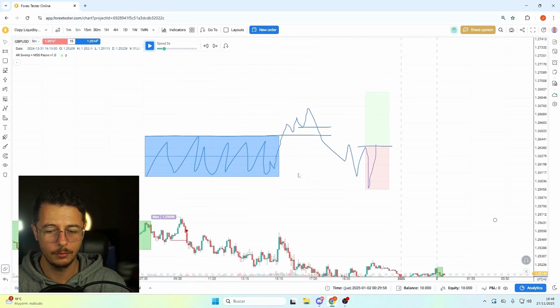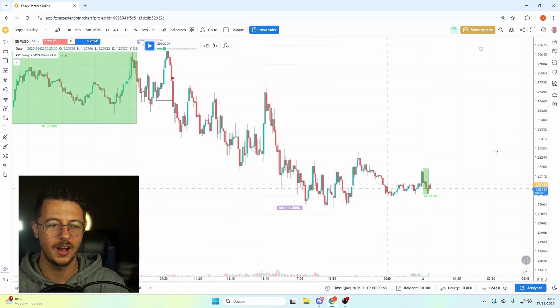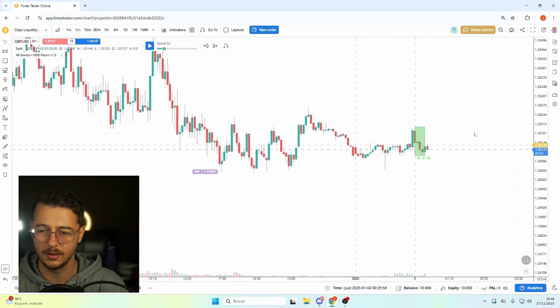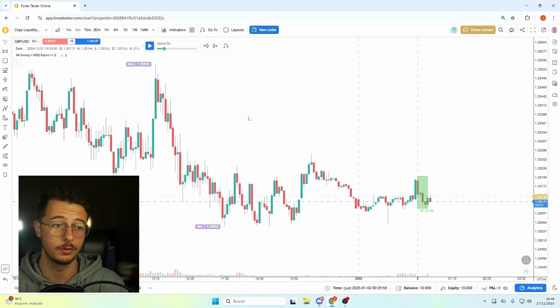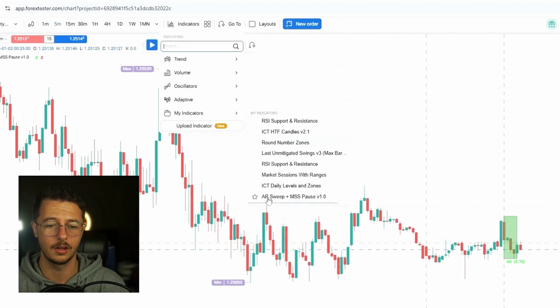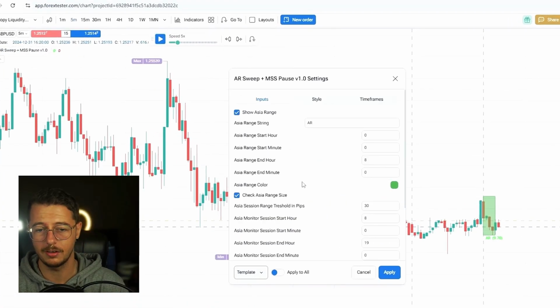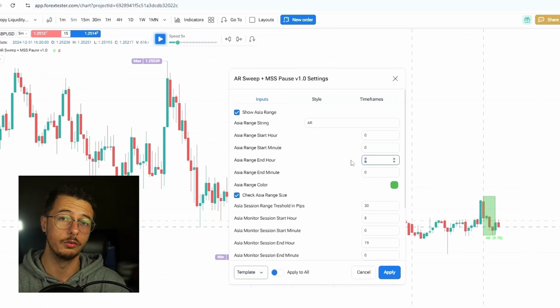So now we know this, we're going to come down here to the chart. And as you can see, I have a special indicator. This is a custom indicator that you can only find on Forex Tester Online. So if we come to indicators, here, I can see it. It would be Asian range sweep plus market structure. So now we come here, we just have to come to settings to set the time. In this case, the Asian range for me starts at 0, so this would be midnight, to 8 o'clock in the morning, where the London open happens.